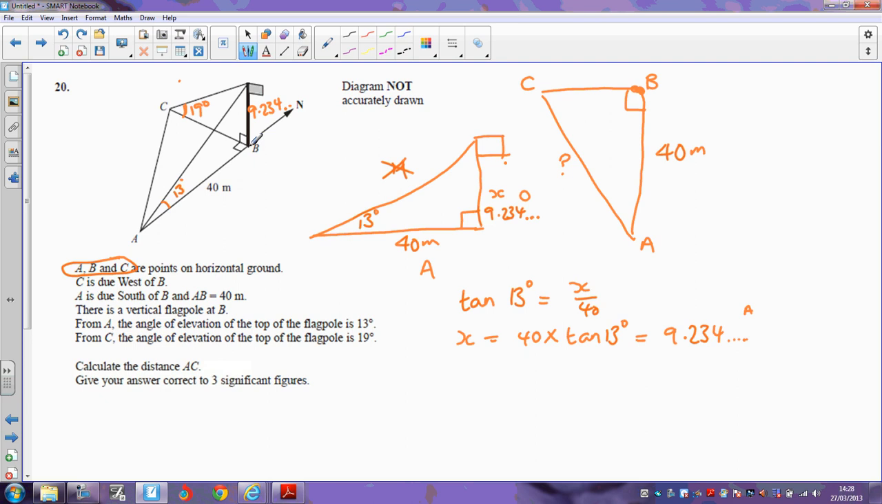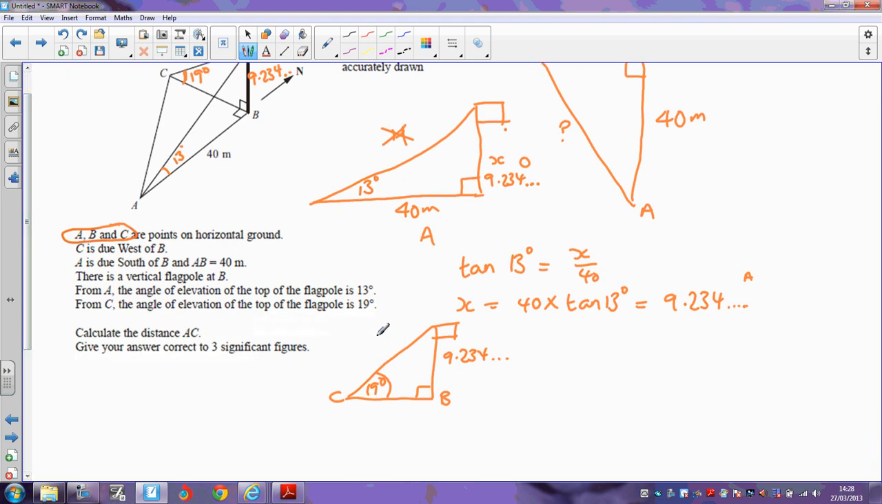And what I can see now is that I can use this triangle, the triangle which has got C here, B here. I know the height of the flagpole is 9.234. I know that this is a right angle because CB is horizontal and the flagpole is vertical. And I can now work out, if I know that this is 19 degrees and I want to find BC. Remember I said if I could find BC, then I could find AC using Pythagoras. So now, here's the hypotenuse. This is the opposite. This is the adjacent. Again, I'm not interested in the hypotenuse. And again, I'm going to use tan.